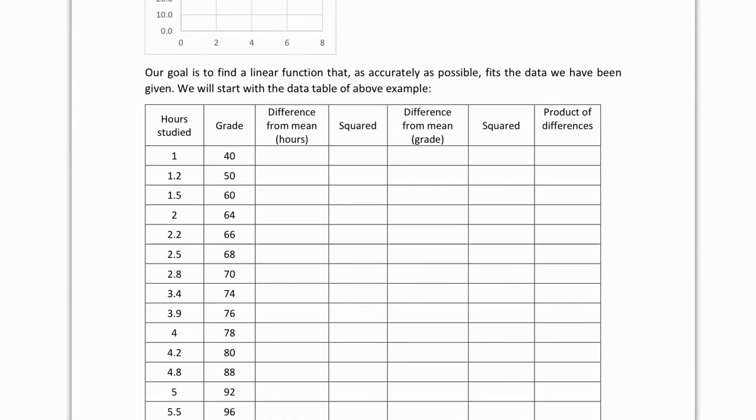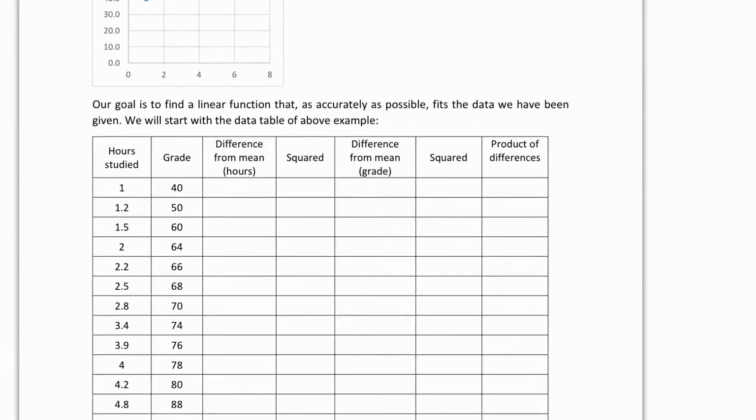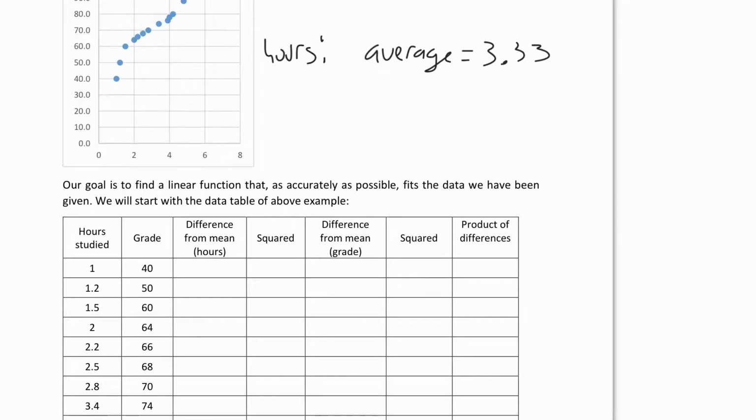Next up, we want to find the average of the grades. So you add up all these grades and divide by how many there are. Rounding to 2 decimal places for the grades average, that will equal 73.27.